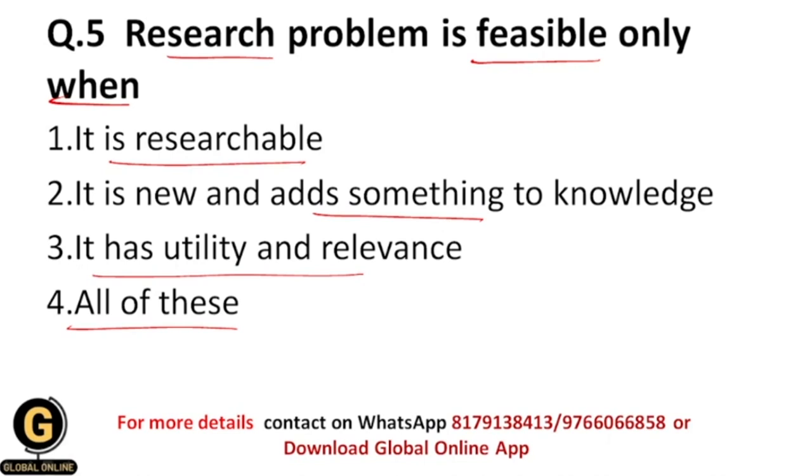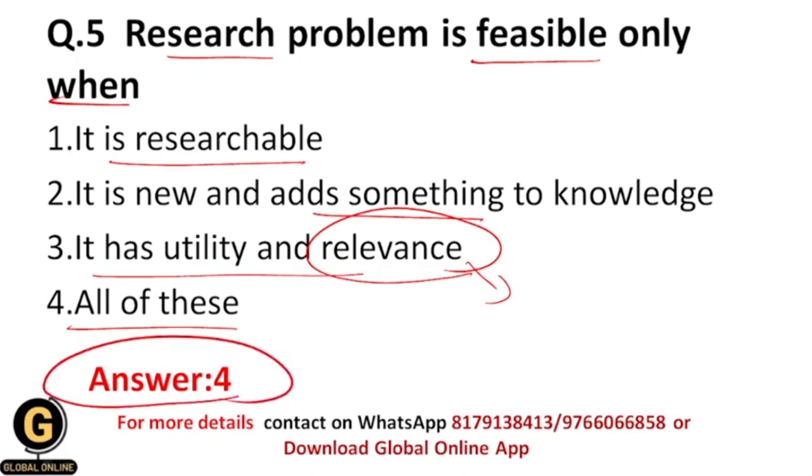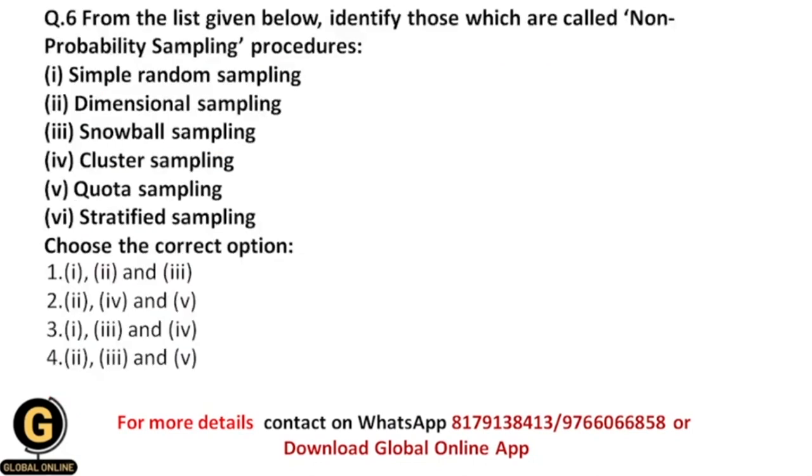And as well, whenever it has utility and relevance, relevance meaning relevance to the problems in society, then obviously it will be feasible. In all of these situations the research problem is feasible, and that's why your correct answer should be 4, that is all of these. Okay, from the list given below, identify those which are called non-probability sampling procedures.